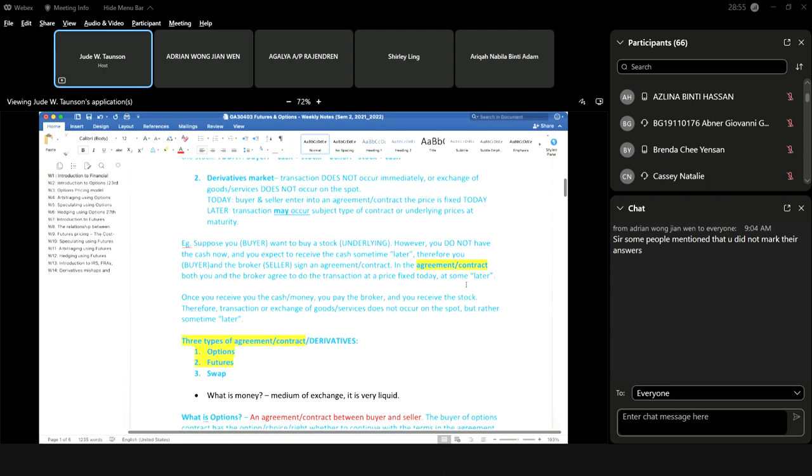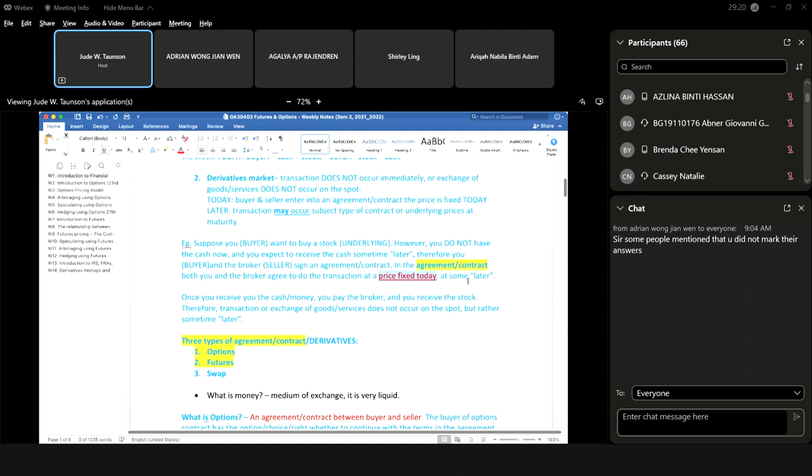The seller and buyer sign the agreement. Both of you and the broker agree to do the transaction at the price fixed today. We fix the price today. This is the key word. Masa kita sign agreement itu, kita fix the price today.